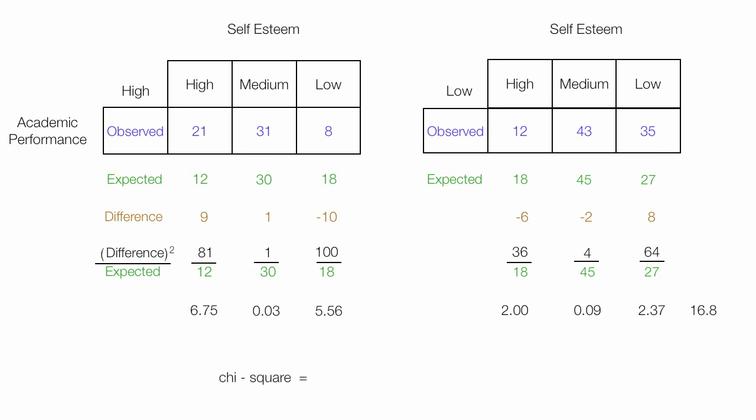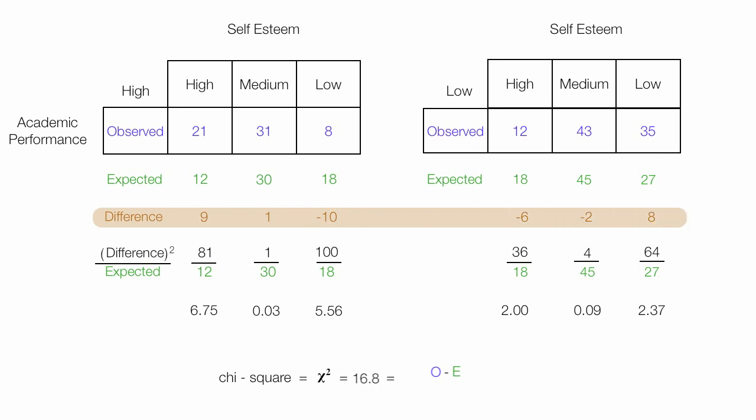So chi-square is equal to this little symbol, that's chi-square, and that's equal to 16.8. Now in your textbook, and your professor use a formula like this, they take the observed, which is the O, minus the expected, right there. And they get a difference. And that brown line here is the difference, and that's equivalent to this right here.